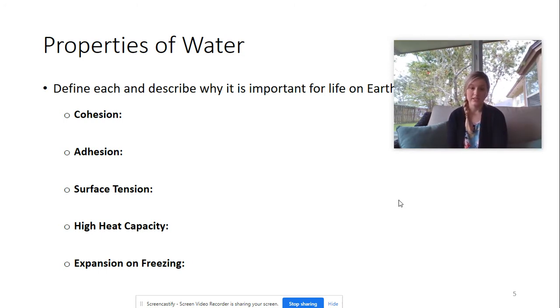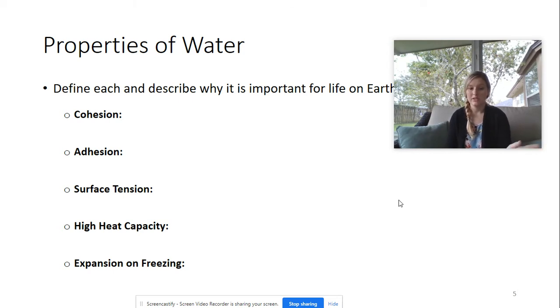Adhesion is water sticking to other surfaces. That's important because, again, transpiration is when water goes up the vessels of plants, from the roots to the leaves so that photosynthesis can occur. And adhesion is why it's able to stick to the inside.